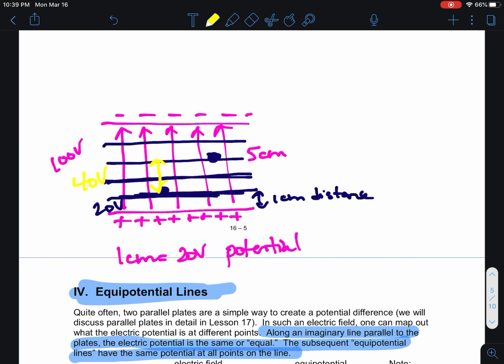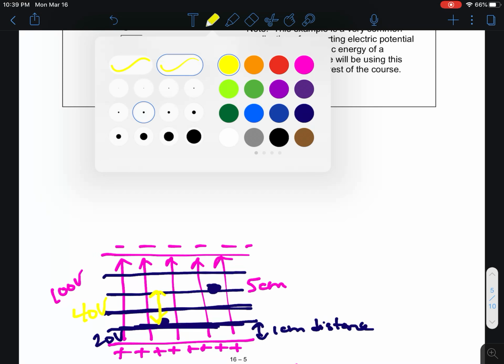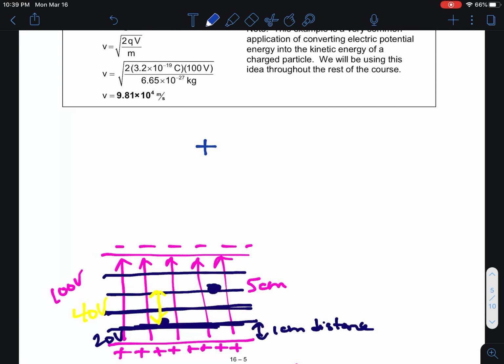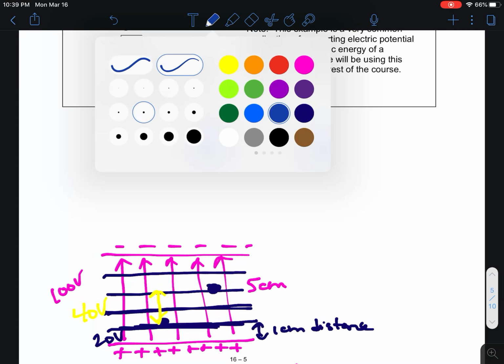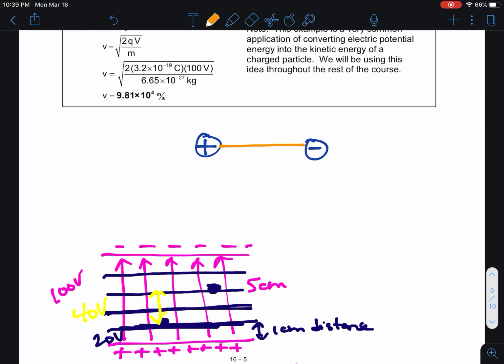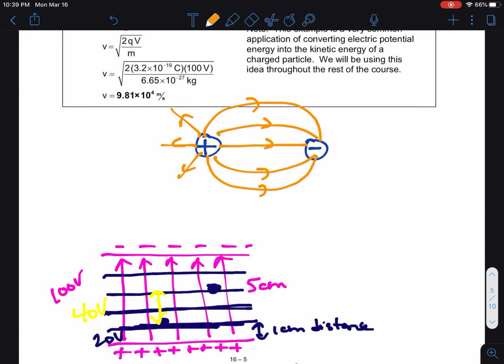Now, where Laura likes to make this fun is she won't give you something as simple as straight plates. You would get something more like 2 charges that would look like this. And we'll draw the equipotential lines in this field around these 2 charges. So again, you would start with drawing your field lines, and your field lines are moving away from your positive charge and towards your negative charge, because that's the way a positive test charge would move if it's placed in the field. So something like this.